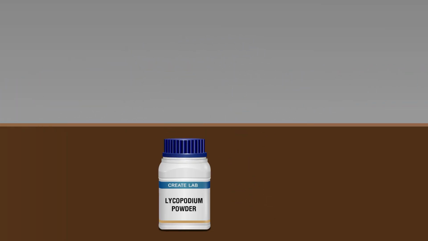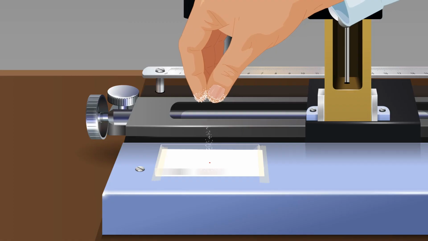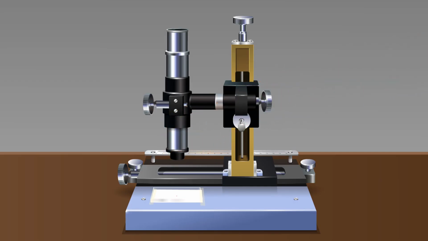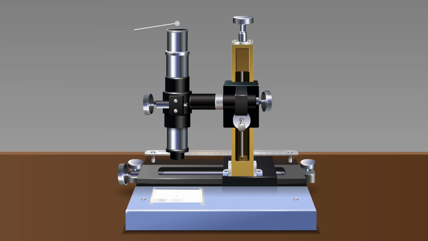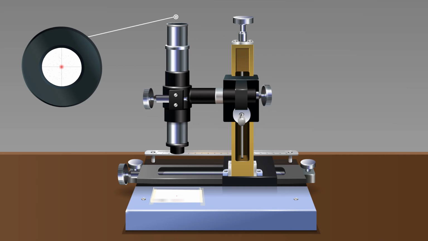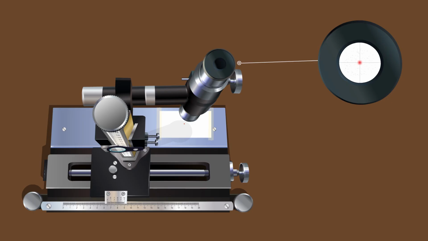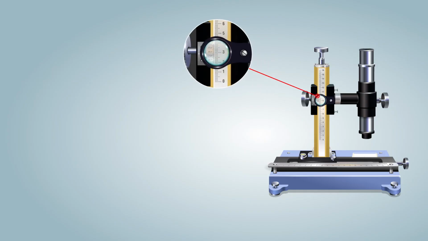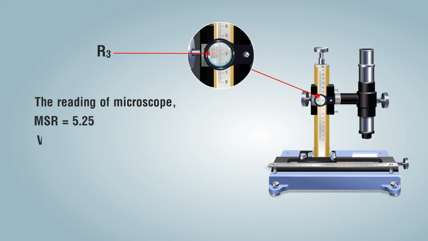Spread a little lycopodium powder over the top surface of the glass slab. Make sure that the layer of powder is very thin. Now, gently raise the microscope and focus it to see some of the particles clearly. Make the fine adjustment. Record reading R3.